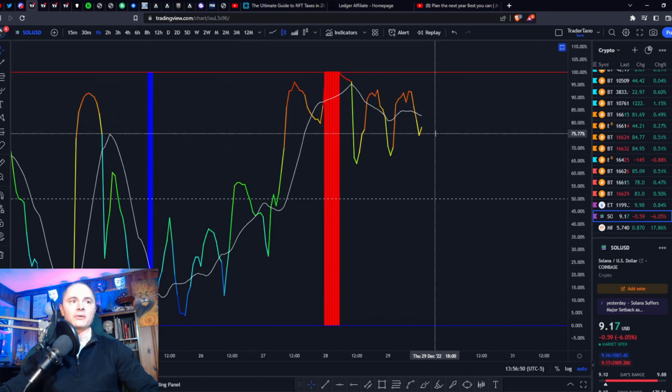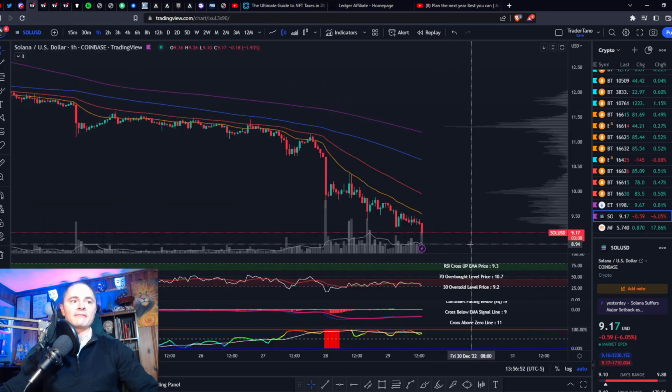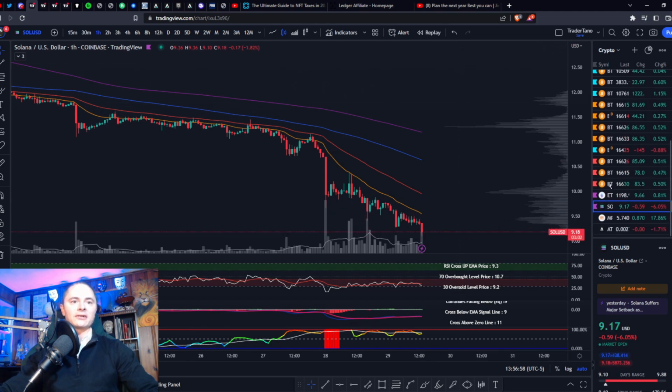BBWP is in the upper zone, probably going to cross its moving average again. Solana is probably going to break down. Yeah, Solana doesn't look good at all. It has been weak for a while.